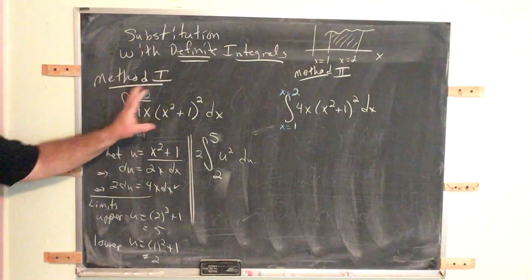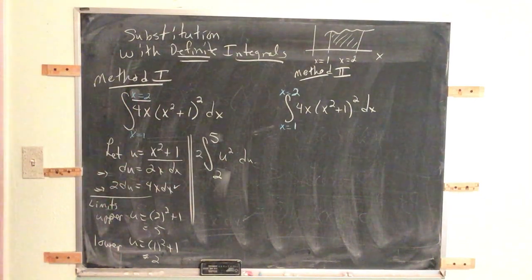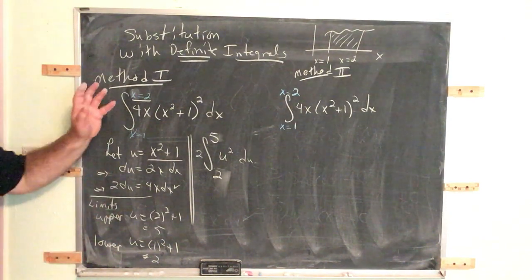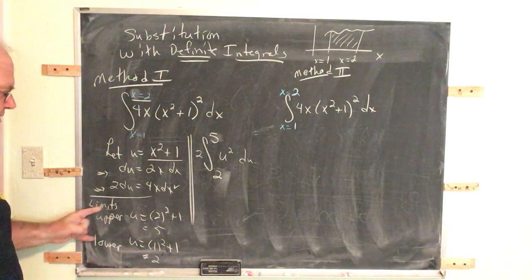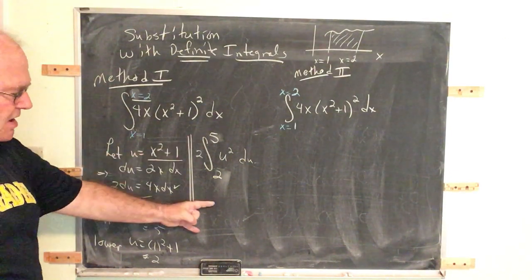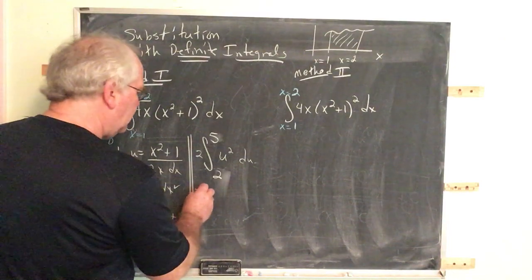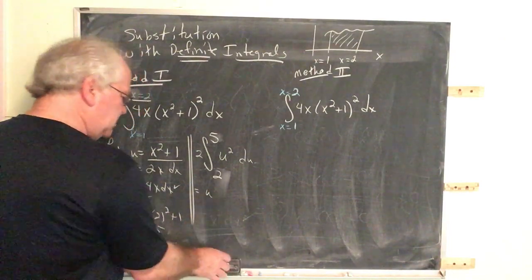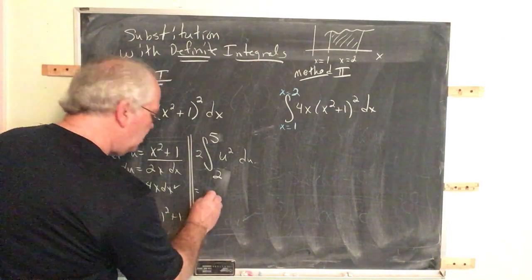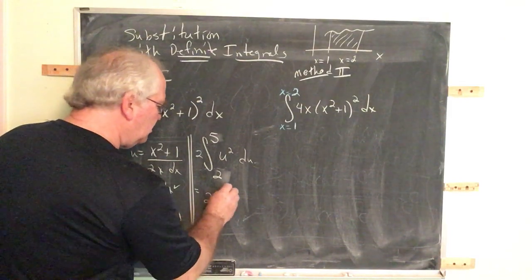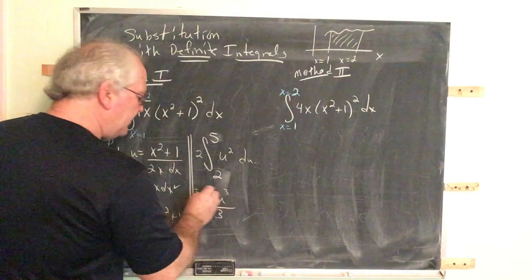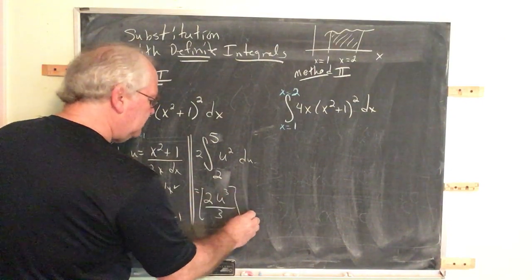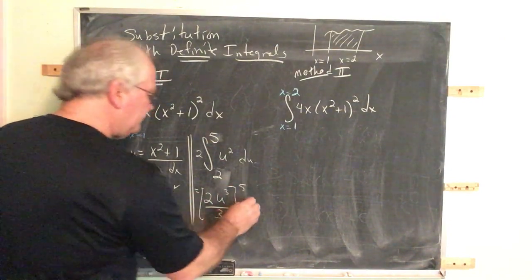It's not obvious this procedure does what we say it does, but the geometry, it turns out, does bear this out. So this is method number 1, and this is usually the most common. You translate the limits as you go, and now just complete this out. This is now 2 times u to the third over 3, evaluated from 2 to 5.